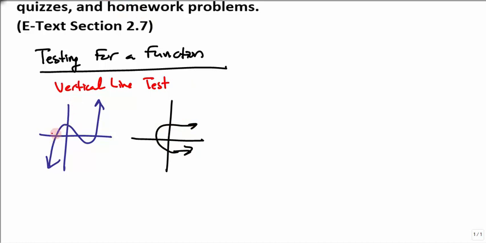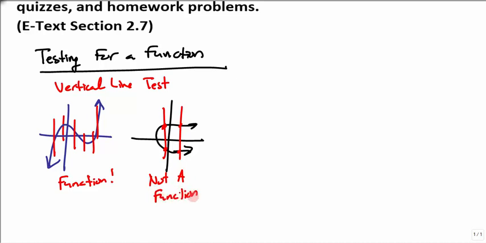Now for this first graph, notice that it passes that vertical line test. There's no point that it passes through where each value of x has more than one y. Each value of x has only one unique y, so this is a function. Now over here, it fails the vertical line test at several points. For this value of x, there's two values of y, so this one is not a function. Well, that's the vertical line test. It tests for a function.